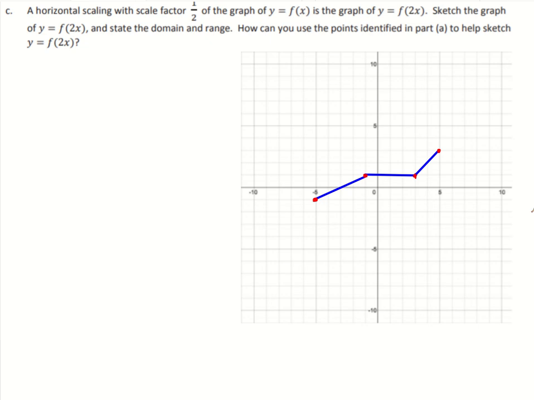Over here, however, we're doing horizontal scaling with a scale factor of 1/2. So our scale factor isn't 2 anymore, our scale factor is 1/2. So think in your head, what do you think we're going to be doing? Give you guys 2 seconds to think about it. And hopefully, you'll come to the same conclusion that I did.